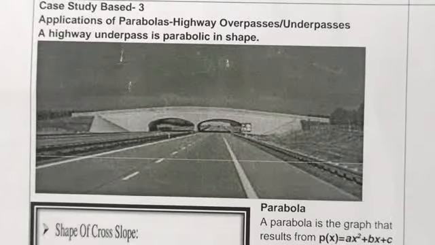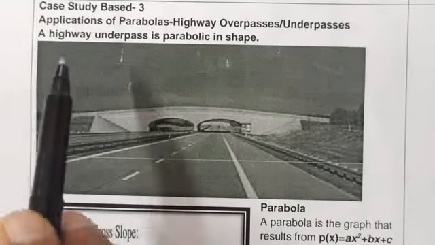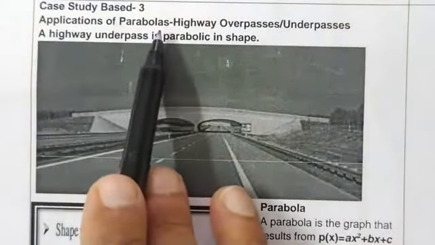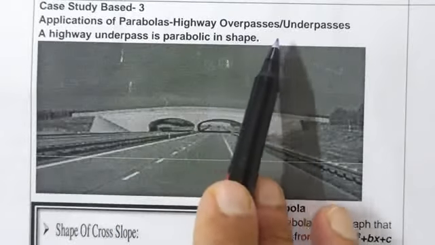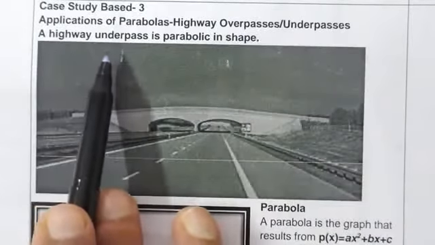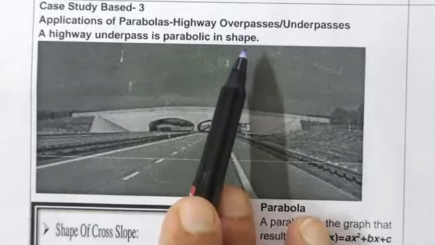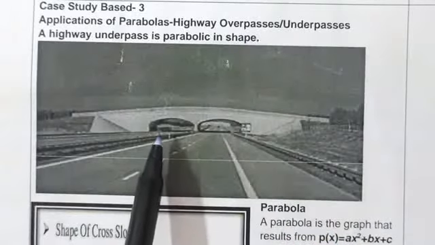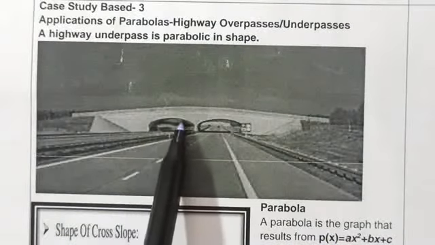In this video we will discuss a case study based question for class 10 mathematics. The question is on applications of parabolas: highway overpasses and underpasses. A highway underpass is parabolic in shape. Here it is shown, a highway underpass, and this is the parabola shape.